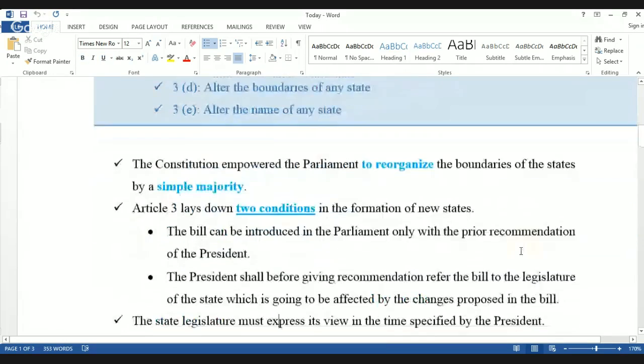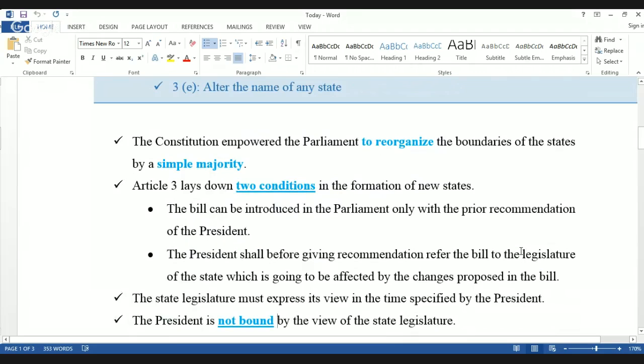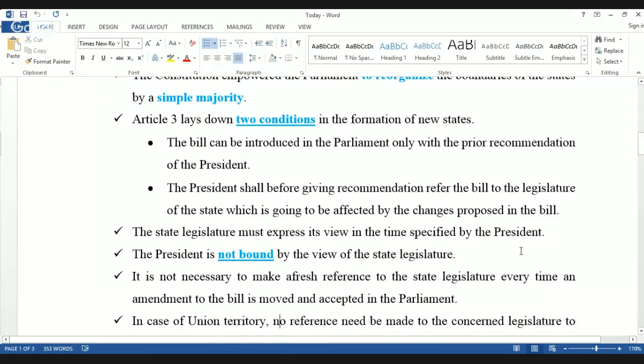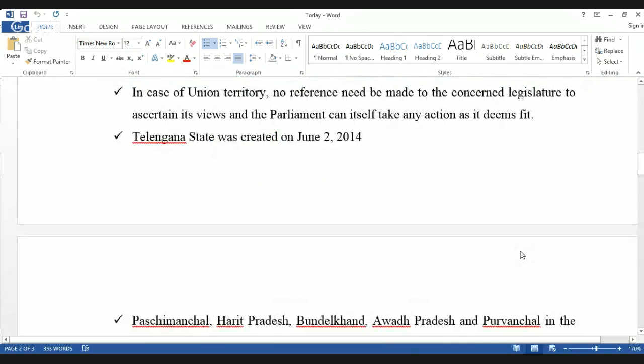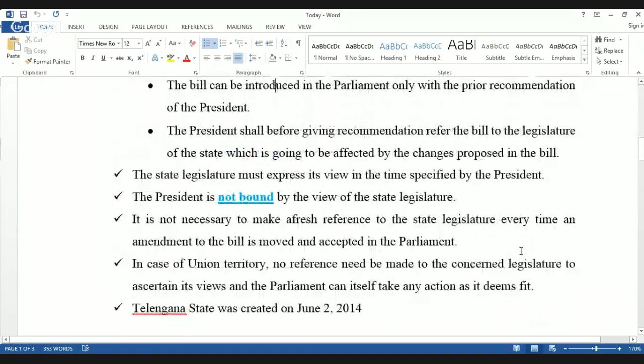Okay, look at this. The Constitution empowered the Parliament to reorganize the boundaries of the states by a simple majority. And Article 3 has laid down two conditions. The bill can be introduced in the Parliament only with the prior recommendation of the President. So the President shall, before giving recommendation, I told you recommendation means the permission, refer the bill to the legislature of the state which is going to be affected by the changes proposed in the bill.